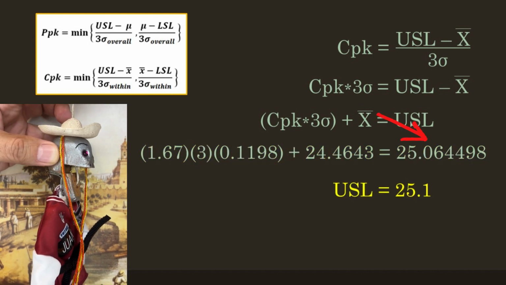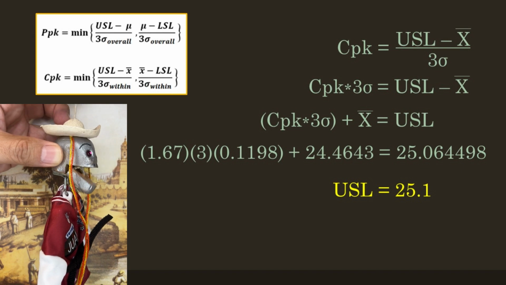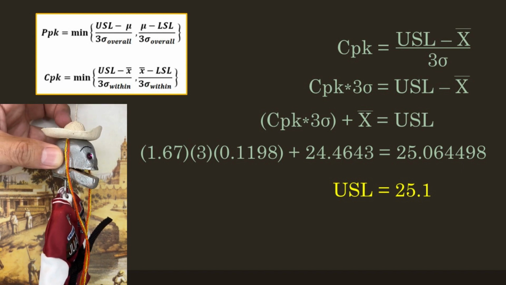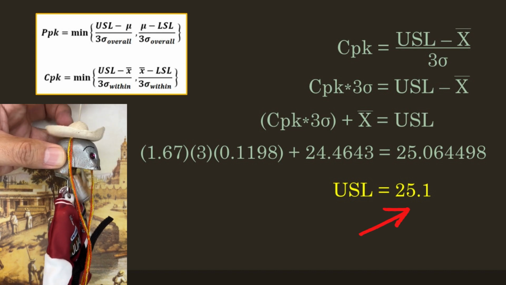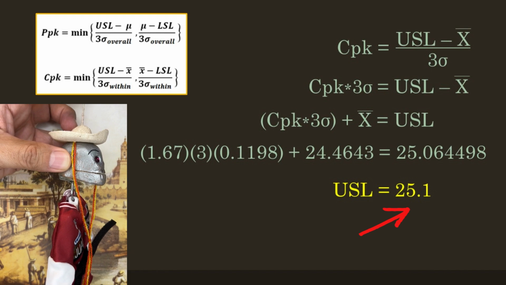Putting a dimension of 25.064498 in the print as upper limit will be difficult, so I always recommend to round up for upper specification limits, so the upper tolerance could be rounded up to 25.1 millimeters.